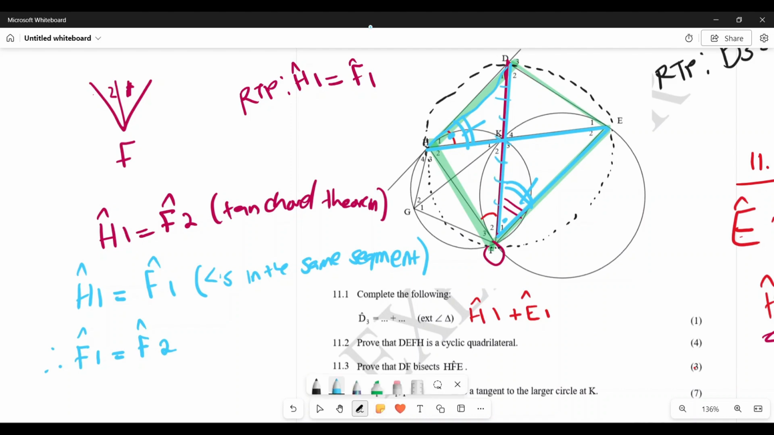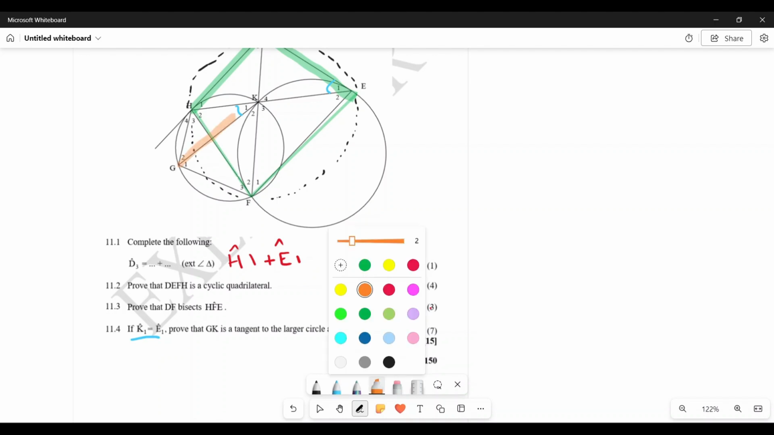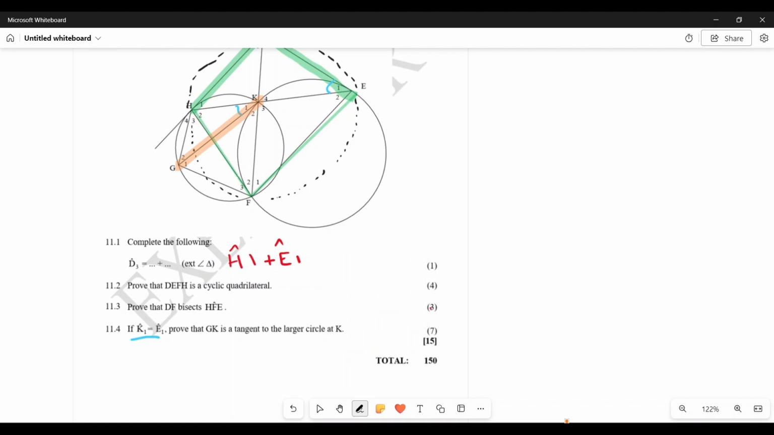All right, now let me erase here so that I could answer the preceding questions. Now, 11.4, if K1 is equal to E1, meaning that this K1 is equal to E1, these two are going to be equal. Now, we need to prove that GK, so let me highlight my line GK. This is GK. We need to prove that GK is going to be a tangent to the large circle. Let me go about trying to prove that.